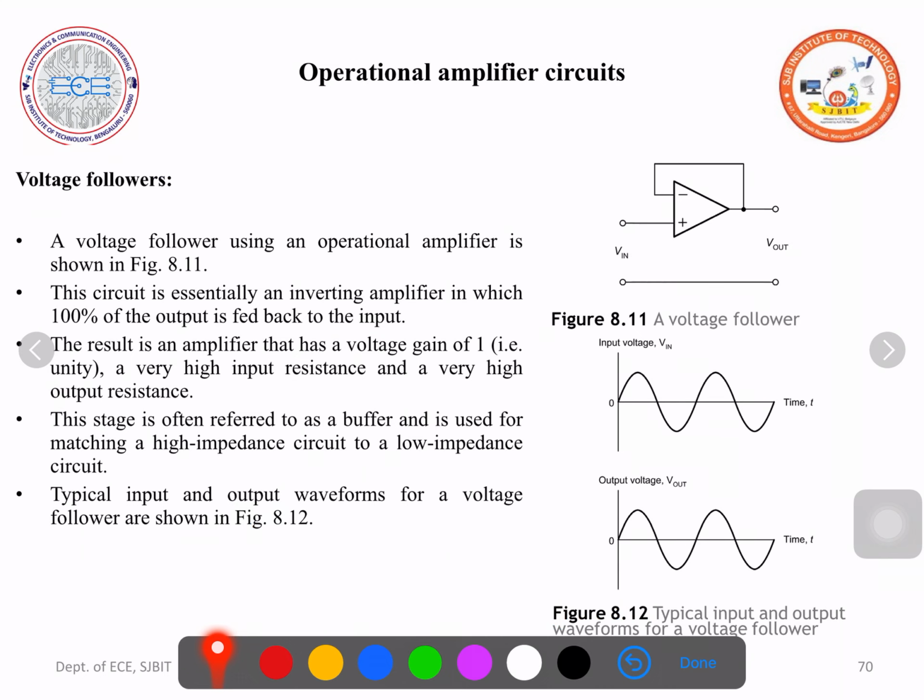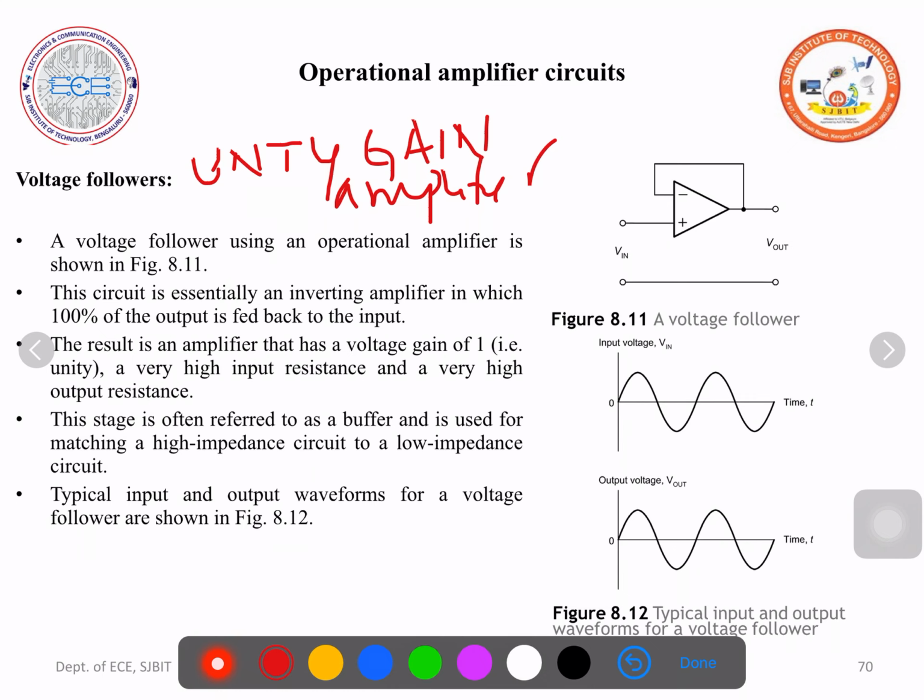Let us see some of the applications of operational amplifiers. Very simple application is the voltage follower. The name itself says the output voltage follows the input. You can also remember this as a unity gain amplifier. That means the gain is 1. If the gain is 1, then only the output follows the input.